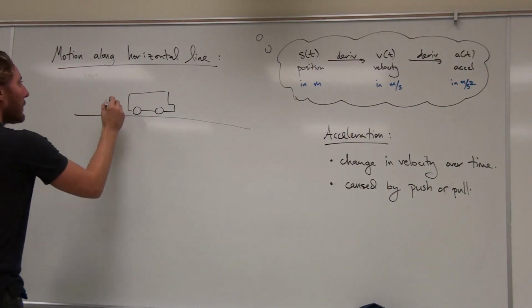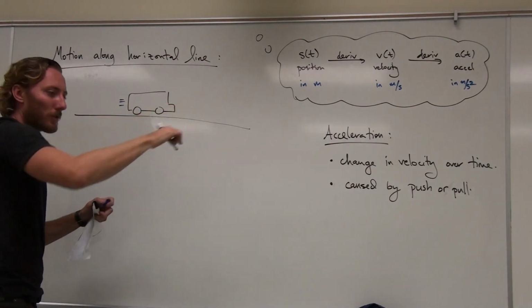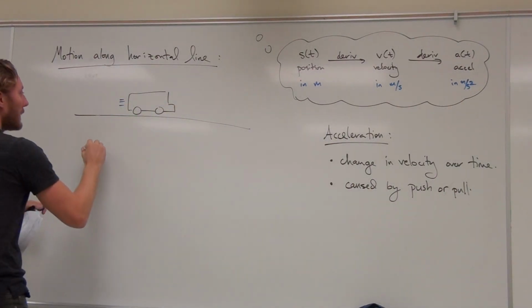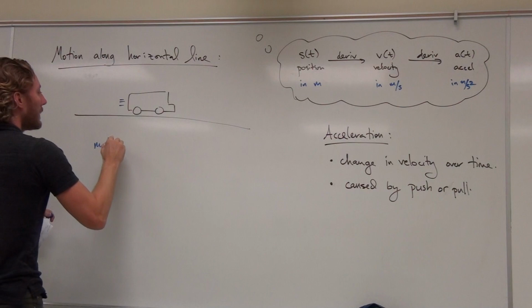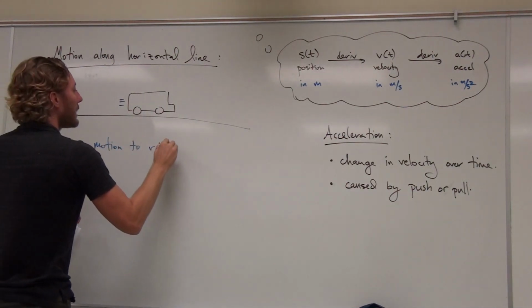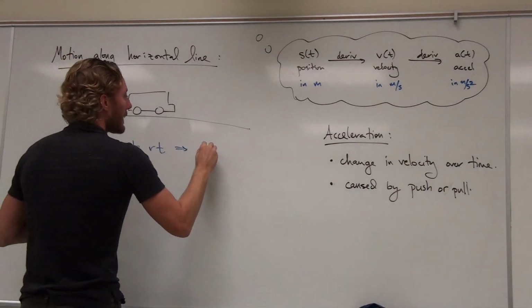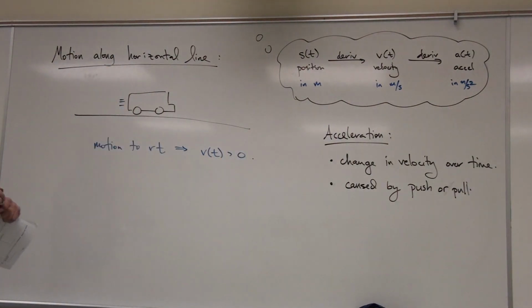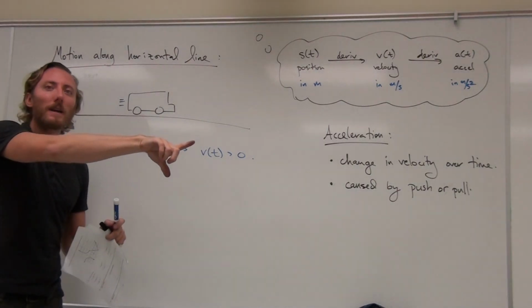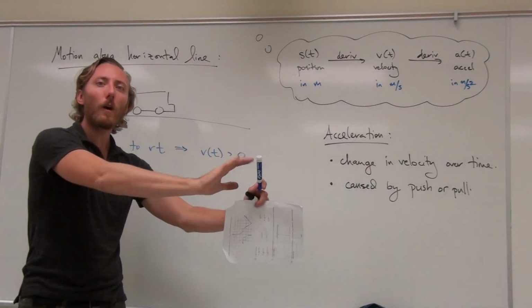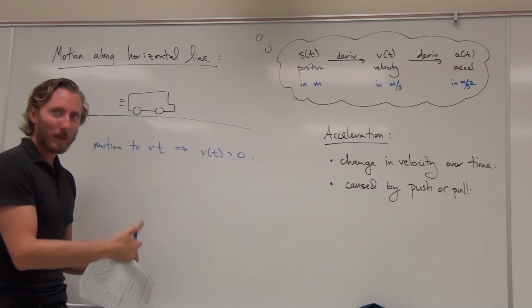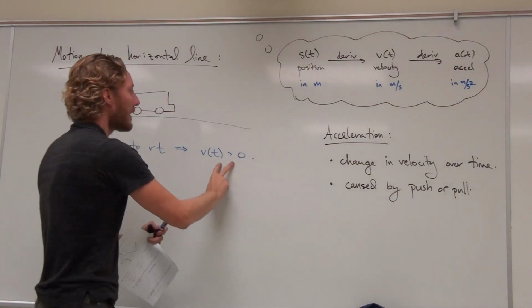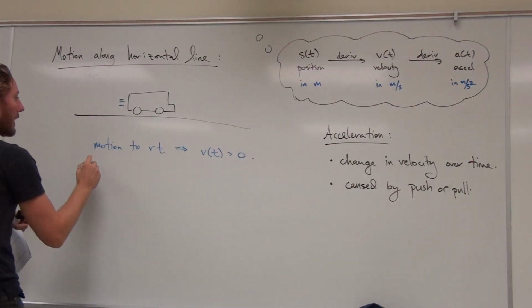If you imagine the car is zooming down the road to the right, we could say motion to the right would imply that the velocity was positive. So by convention, we're going to say moving to the right is positive velocity, like moving forward. If you're moving forward and your position is changing positively, then your velocity is positive.